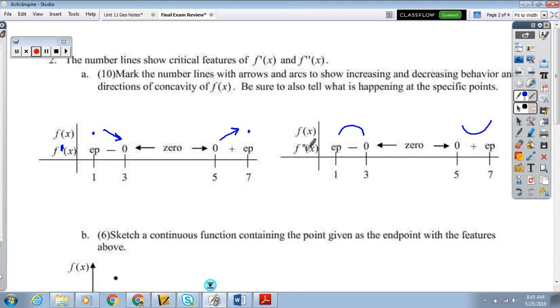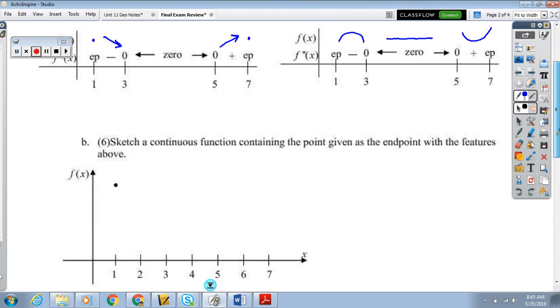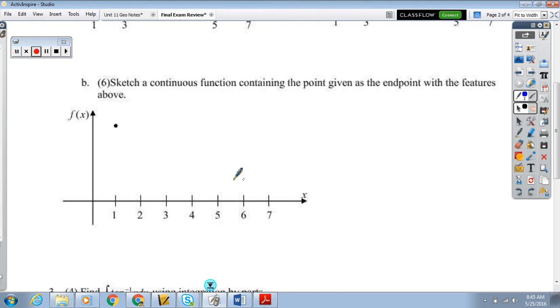Hint, if the second derivative is 0 for an entire interval, you're neither concave up nor concave down, aka your function is going to appear as just a straight line. So all I'm doing in part B is combining all those elements together to figure out what this function might look like. They said from negative 1 to negative 3, I'm decreasing and concave down, so like, what?